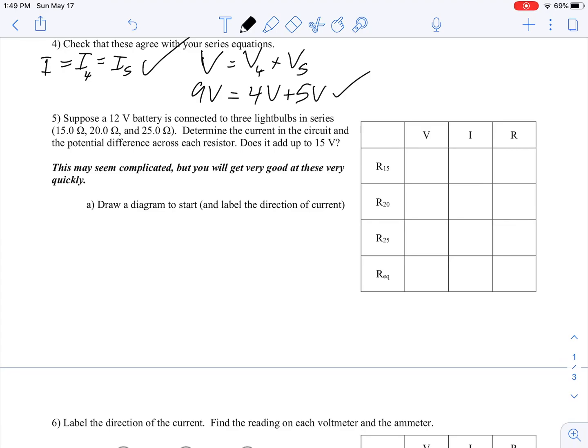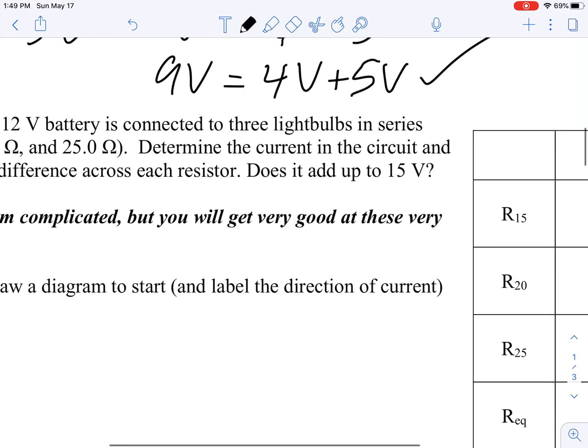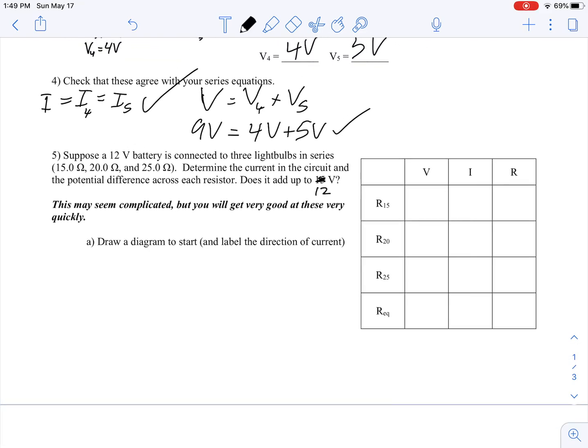So let's see, we have a 12-volt battery connected to 3 light bulbs in series with different resistances. Determine the current in the circuit and the potential difference across each resistor. Does it add up to 15 volts? Meaning, do the potential differences add up to... Actually, I changed something there. It should be, does it add up to 12 volts? But you don't have to think about that question yet.